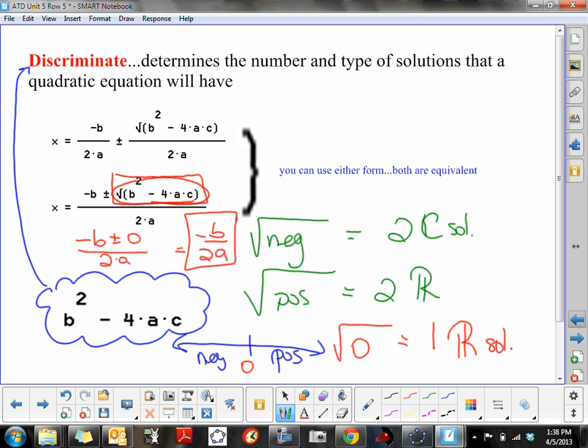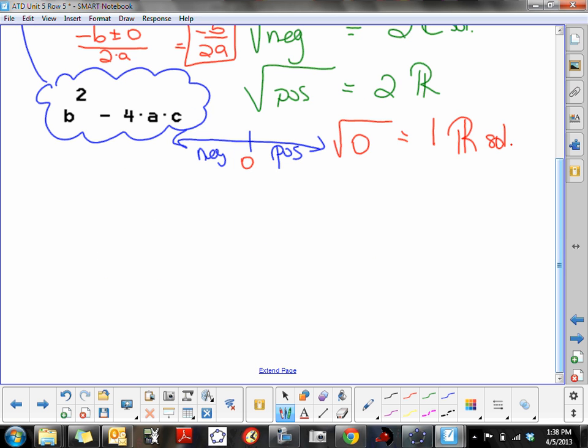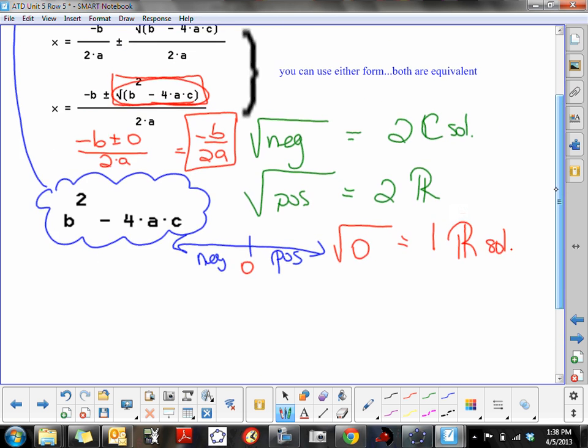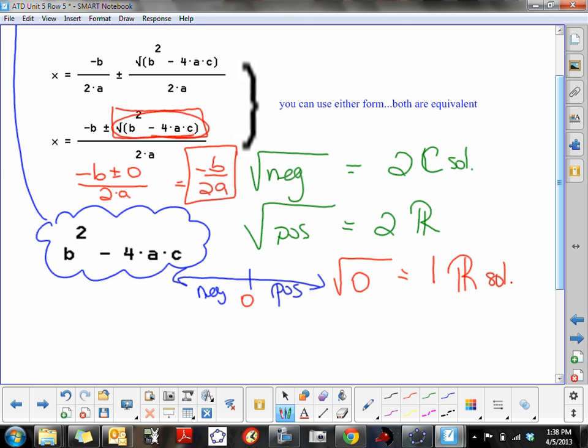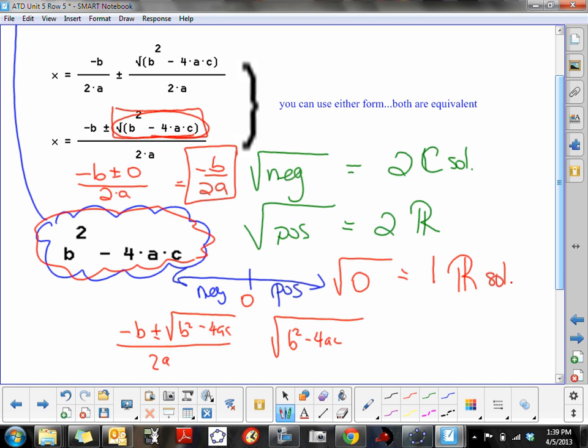Here's what I'm going to get from a lot of people. I'm going to tell you what part of the quadratic formula tells me what kind of solutions I get. And here's what they write down: negative b plus or minus the square root of b squared minus 4ac all over 2a. Is this really what's telling me the kinds of solutions? No. And I'll also get people to go square root of b squared minus 4ac. Is that what I need? No. What do I need? Just this. That's the discriminant.